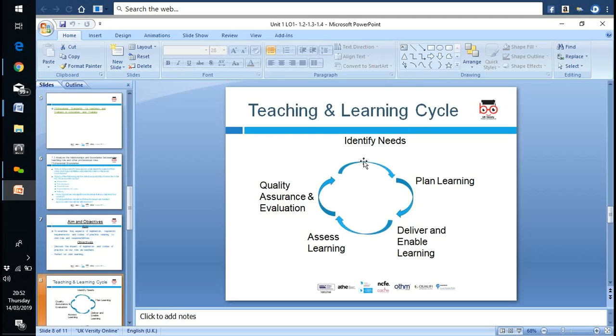So it's looking at identifying the needs. This is your initial assessment process. Plan the learning is your individual learning plan. Deliver and enable that learning to happen. Then assess the learning, and quality assurance and evaluation. Those are the processes that go through all learning. It doesn't matter what level it's at, some form of that will be done. As you say, it doesn't actually follow initial assessment, but it is an assessment to check where learning has occurred.